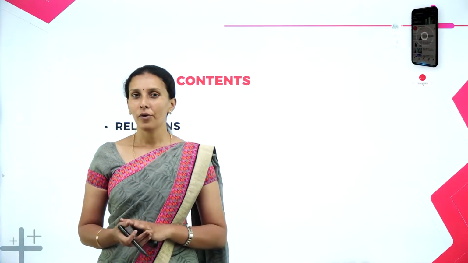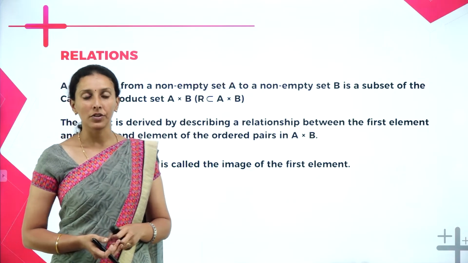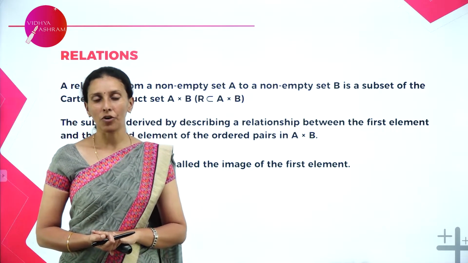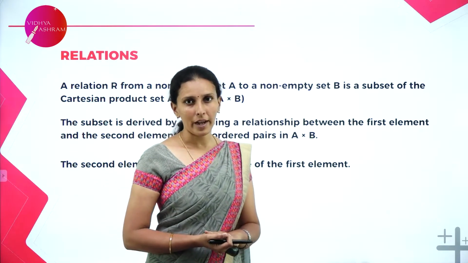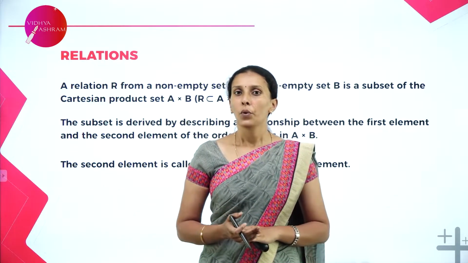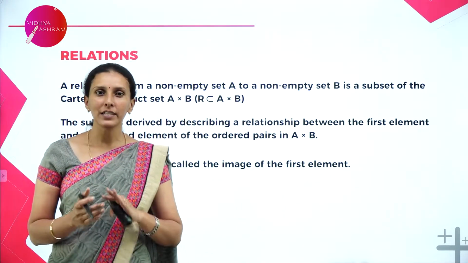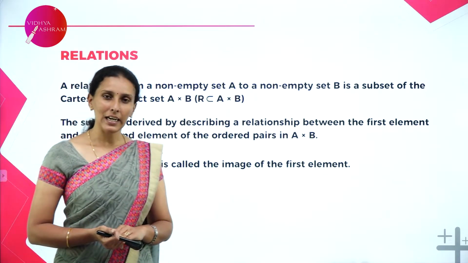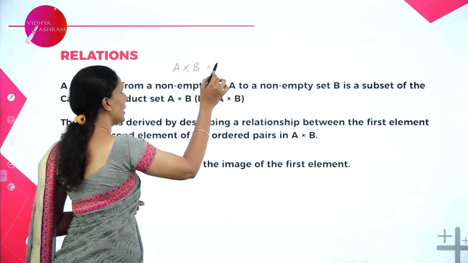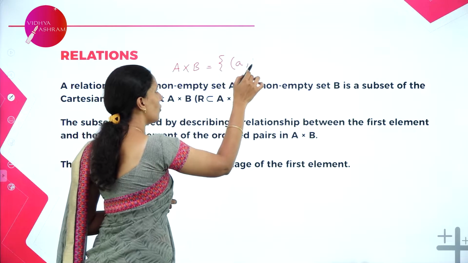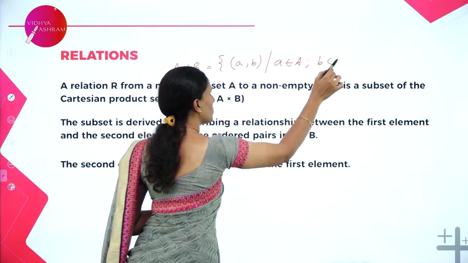Today in this session, we are going to learn about relations. So what do you mean by relations? Relations are the subsets of Cartesian product. We have learnt in the previous session that Cartesian product is the set which contains the elements in the form of ordered pairs, where the first element belongs to the first set and the second element belongs to the second set. That is, we can define A cross B as a collection of all ordered pairs (a, b) where a belongs to set A and b belongs to set B.